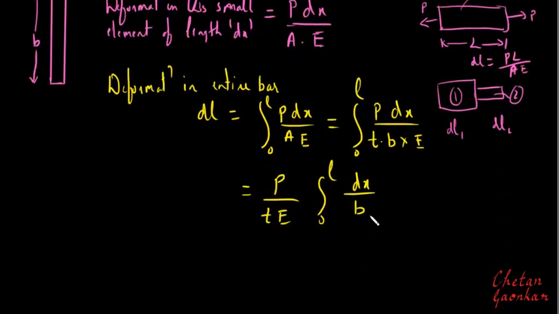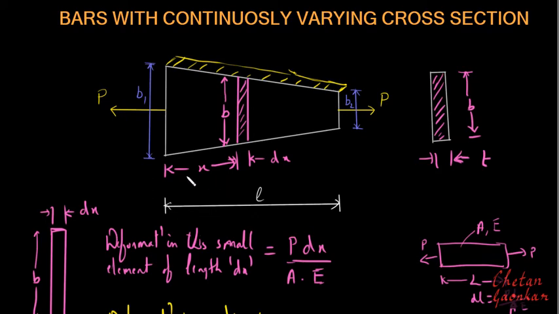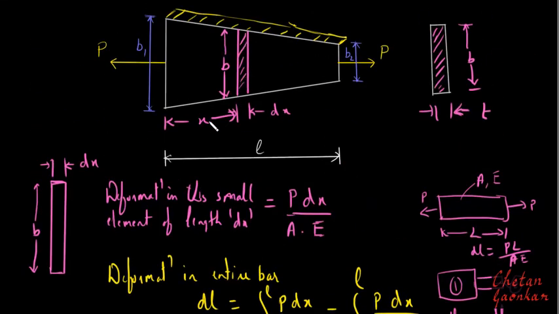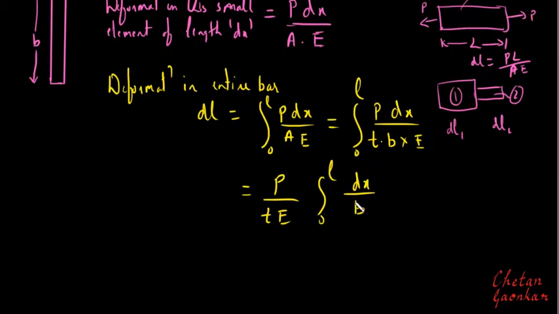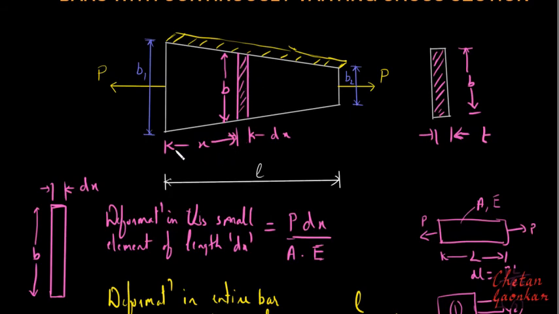Can I bring this b out of this integration? No. The reason is that b is not the same over the length. It is changing from b1 to b2. So that means I need to find an expression for b, the way it is changing with respect to x. For that I need to establish the expression for this b. So basically I will have to write b in terms of x, or how b varies with respect to x.